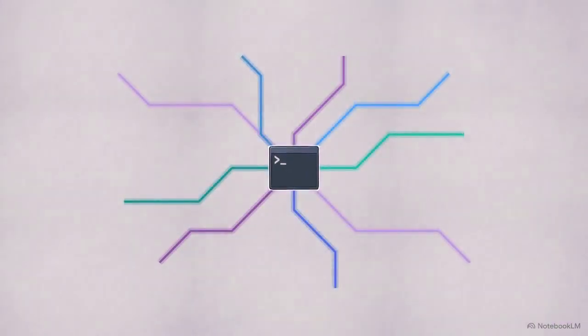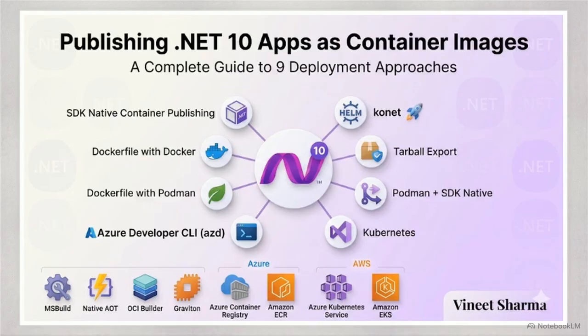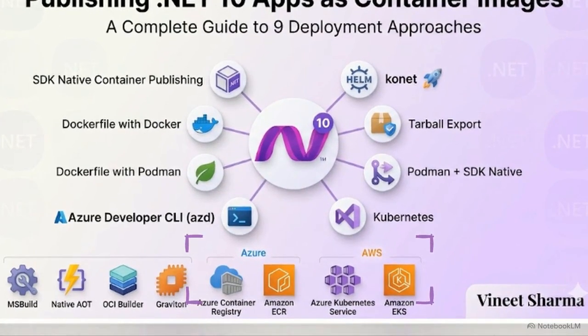While this removes the initial barrier to entry, it introduces a different challenge, a paralyzing choice between 9 different deployment directions. This graphic shows the current landscape. From the central .NET 10 SDK, there are now 9 distinct container publishing pathways routing out to various cloud deployment targets. To navigate this, you have to narrow your focus.